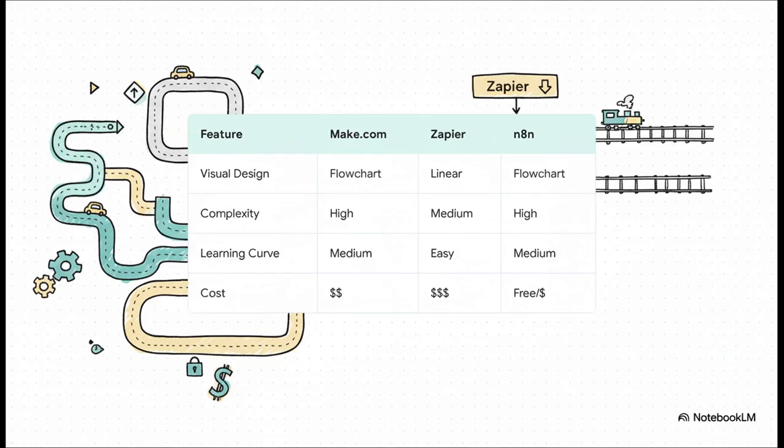And really, the big trade-off is usually how complex it can get versus how easy it is to learn. Everyone agrees Zapier is the easiest to just pick up and go, but Make lets you build way more complex things. And then you have to talk about money. Zapier is usually the most expensive, Make is kind of in the middle, and N8N has this awesome free self-hosted option if you've got the tech chops for it.